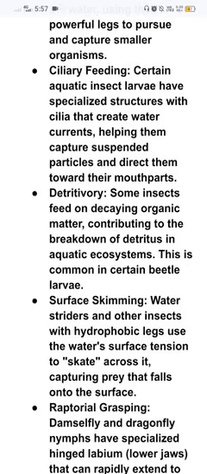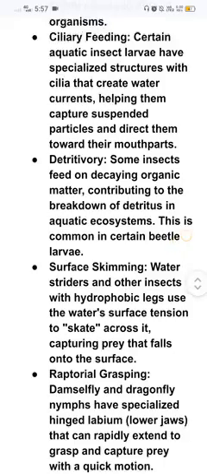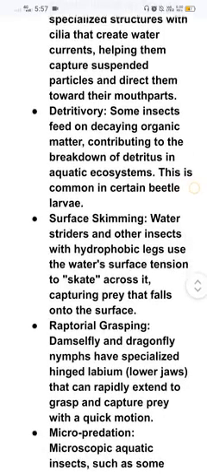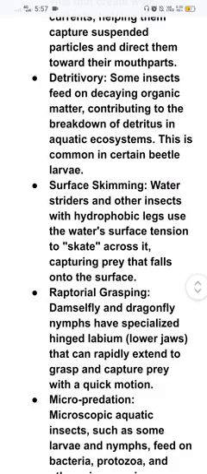Then surface skimming. Water striders and other insects with hydrophobic legs use the water surface tension to skate across it, capturing prey that falls onto the surface. So water skaters are there. With the help of their legs, which are actually hydrophobic, these insects can skate across water by capturing prey that falls onto the surface.